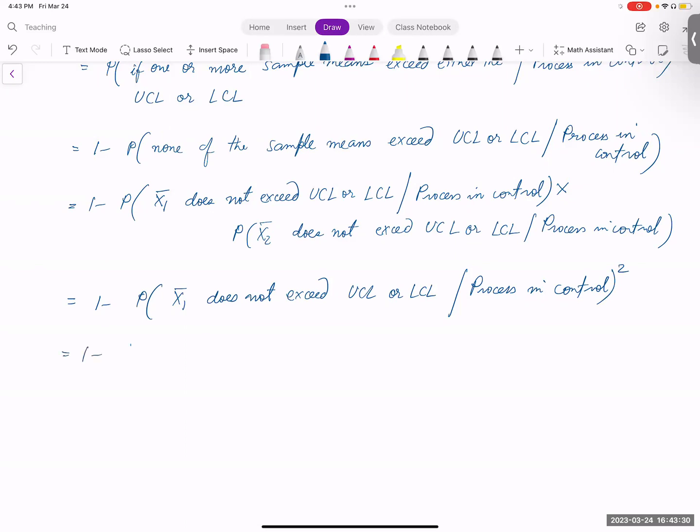This is equal to 1 minus probability. Saying that X1 bar does not exceed UCL or LCL, we're basically saying X1 bar is less than or equal to UCL and greater than or equal to LCL, given the process is in control. I'm just going to say in control, raised to the power 2.